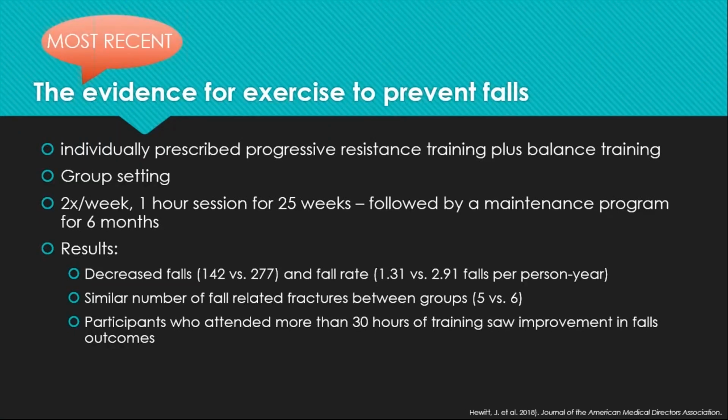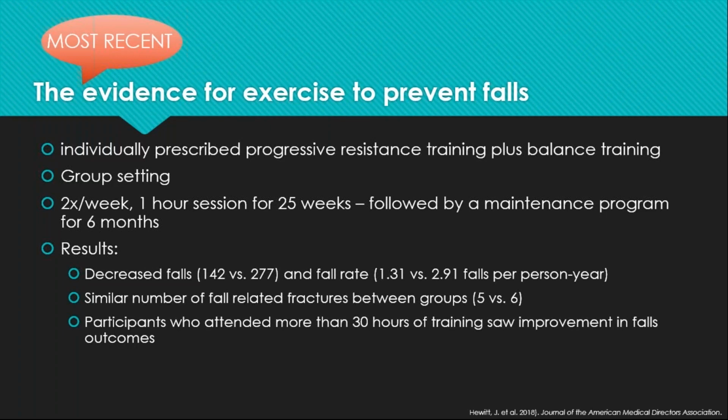And then after the 6 months, they did a maintenance program for 6 months. In the maintenance program, they didn't do progressive resistance training, so they didn't make it any harder. They just continued doing what they were doing for 6 months. What they found was that there was decreased falls and fall rate in the exercise group compared to the group that didn't exercise. They had a similar number of fall-related fractures. So a lot of times falls can lead to hip fractures or wrist fractures, and they found that they were about the same between the 2 groups.